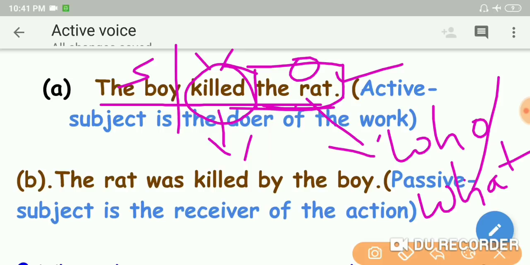The transitive verb generally has two voices. One is active voice, the other one is passive voice. In the first sentence, the boy killed the rat, here the boy is the subject, killed is the verb, and rat is the object. Here the boy is the doer of the action. So that's why this is an active sentence, my dear friends.